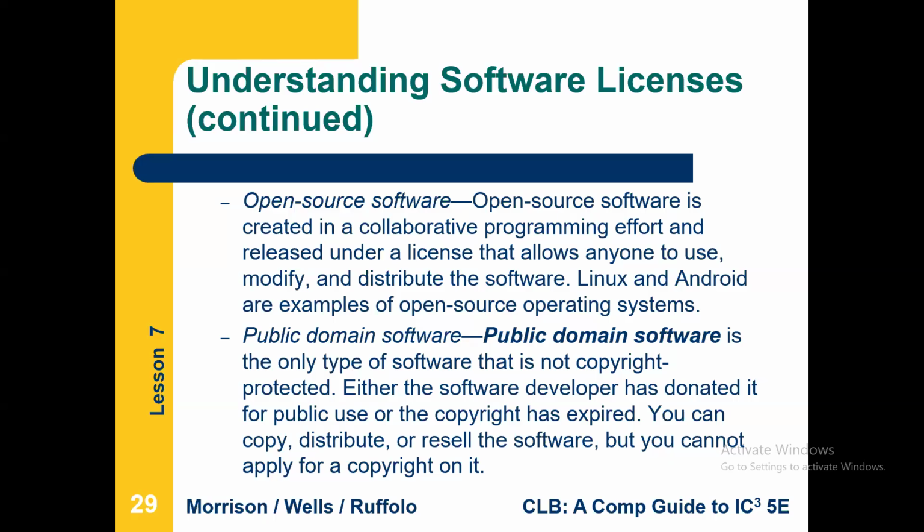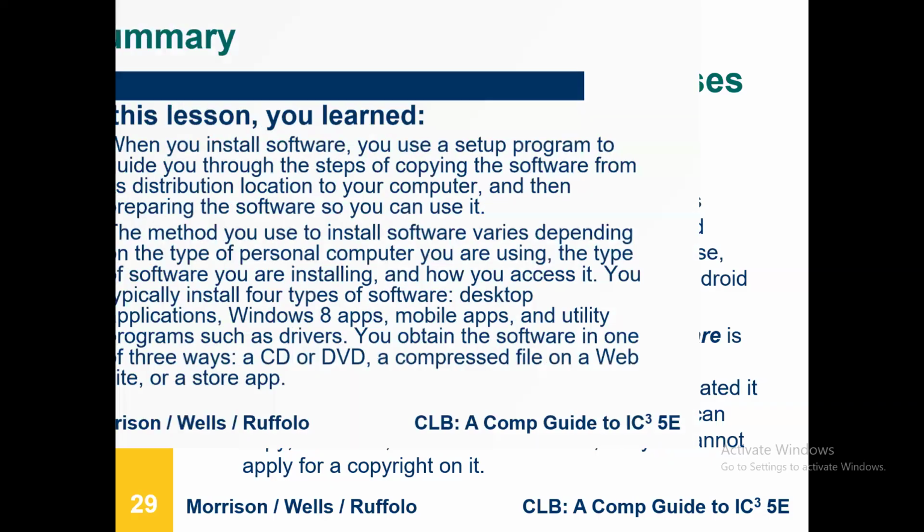Anybody at all can copy, distribute, or resell that software. But you cannot apply for a copyright on it. So meaning that if it is public domain, I can pick it, modify, sell it. But once I'm selling it under a public domain software, I do not have that exclusive right over it. So I cannot sue somebody for using that particular software, which is a public domain software.